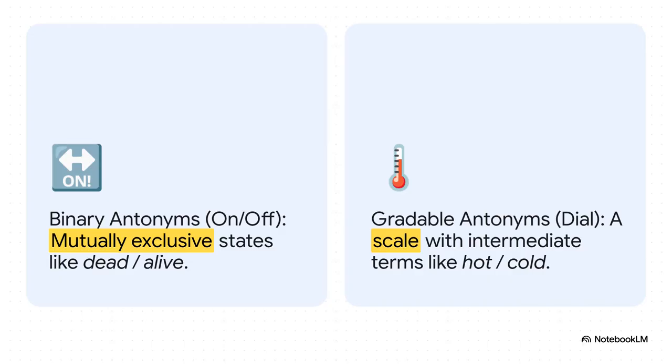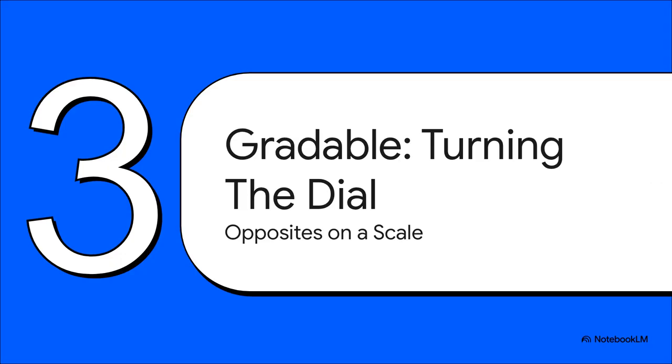So let's put them side by side. You've got the absolute on-off switch of binary words like dead and alive versus the super flexible dimmer dial of gradable ones like hot and cold. One is a clear choice. The other is a whole spectrum. Okay, so we've got the switch and we've got the dial.